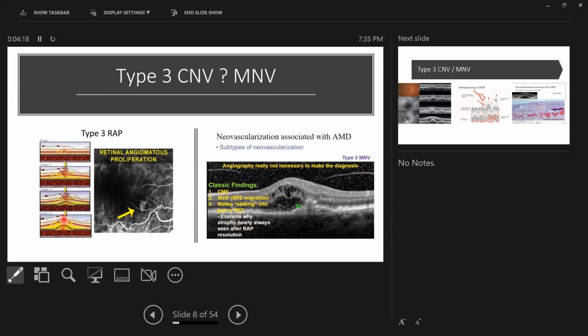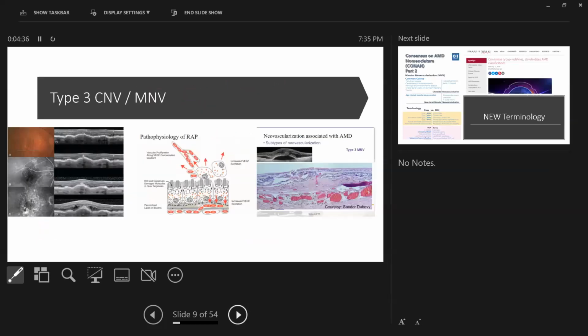Because the origin of this type of neovascularization is not from the choroid, the terminology has changed today from choroidal neovascularization to macular neovascularization, because this term fits all types of neovascularization. This is exactly the histopathology of how type 3 CNV, or what we now call MNV, develops. The RPE starts to migrate from the outer into the inner layers, and usually we can see it on the OCT as an area of RPE detachment.